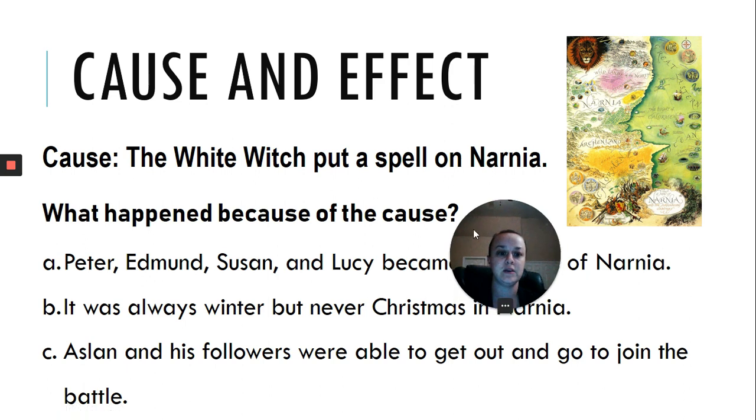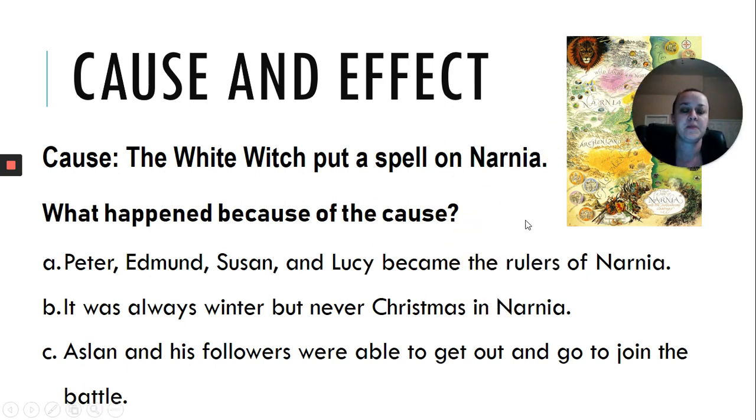Let me move myself from The Lion, the Witch, and the Wardrobe. Okay, so I have the first sentence. Here's my cause. The White Witch put a spell on Narnia. Now, I did think about this. What happened because of that cause, the White Witch putting the spell on Narnia? What happened because of that?